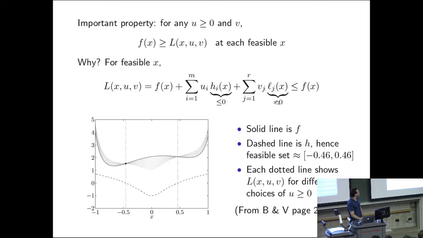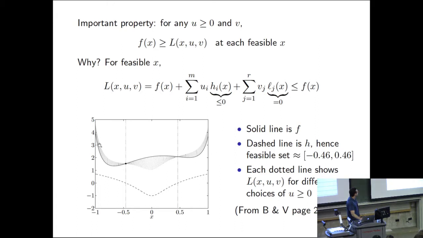Right? So by construction, all these sums put together are less than or equal to 0. The Lagrangian is less than or equal to f of x. And so here's a visualization of that. This is an example where f is non-convex. So the solid line here is f.